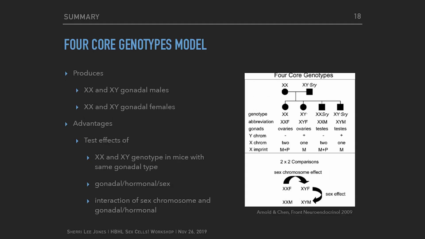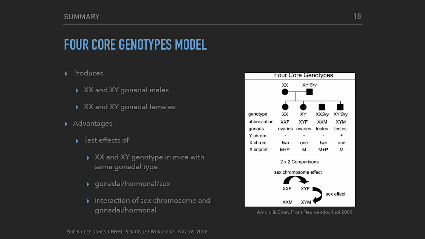So this is just a summary, just repeating again what I've said a few times. The four core genotypes model, what's cool about it is that it produces XX and XY gonadal males, XX and XY gonadal females. And so then it allows you to test the effects of XX and XY genotypes in mice that have the same gonads. Okay? It also allows you to look at the gonadal effects or the hormonal effects.